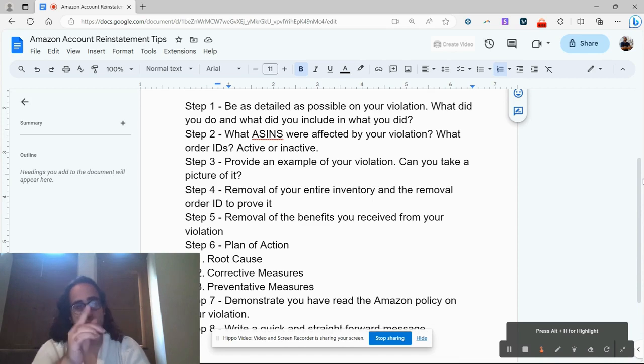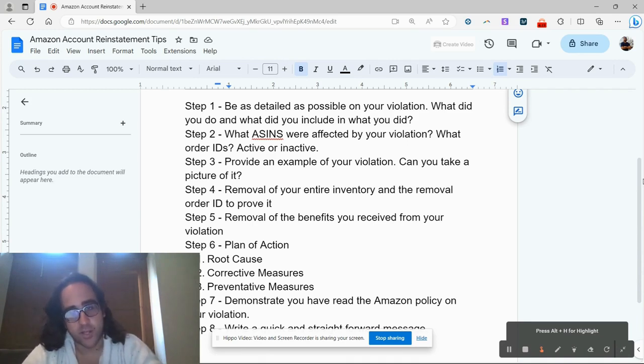One thing I will mention, these steps are for people who are admitting something wrong. If you feel like you didn't do anything wrong, more than likely you're going to have a hard time proving that with Amazon. You'll have much more success just admitting that you did something wrong. So if you did do something wrong, these steps are for you.